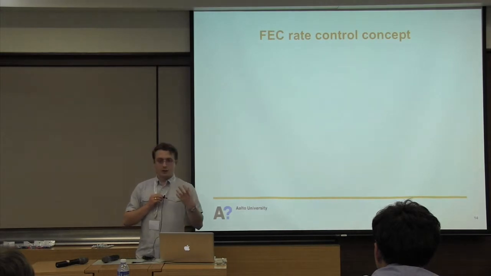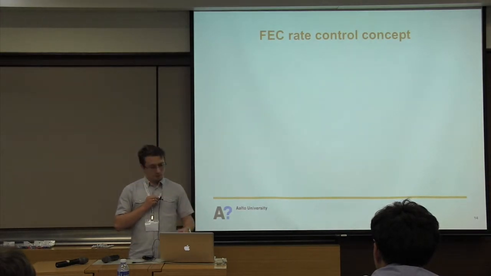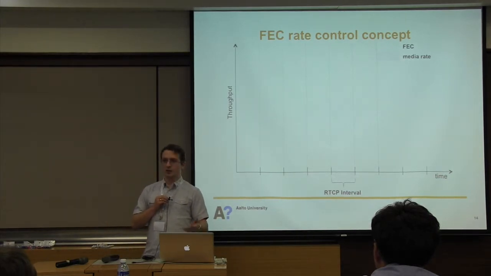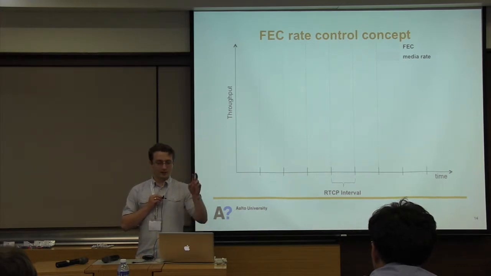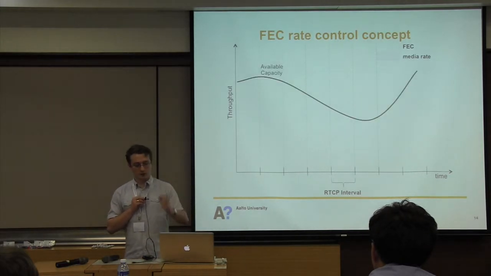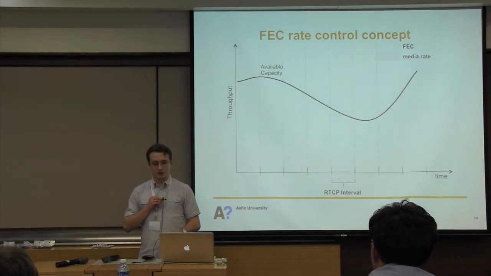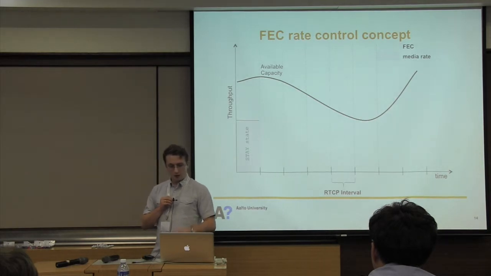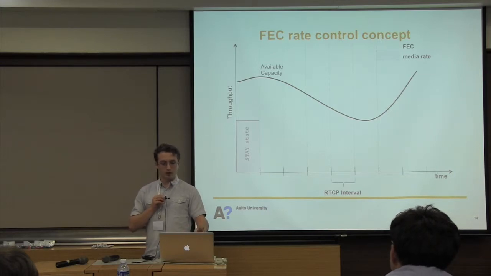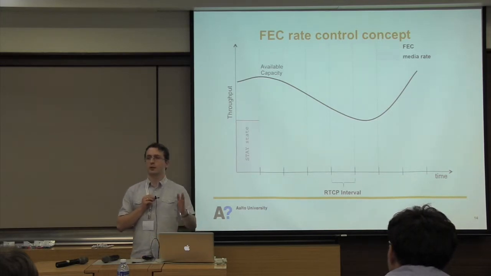So let me now explain this concept by the following example. On the y-axis there is the throughput, and on the x-axis there is the time. The time units are some kind of virtual RTCP intervals. After each RTCP interval, we need to decide what to do. And this is the hypothetical available capacity in each one. In the beginning, we are sending some rate, and we call this the stay state, which means that we are maintaining our rate.